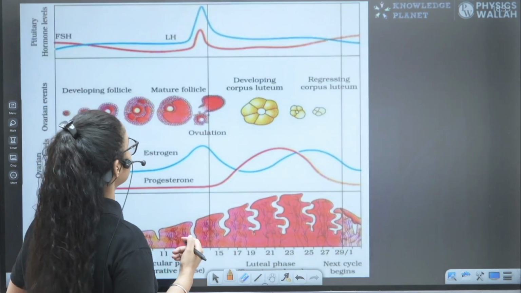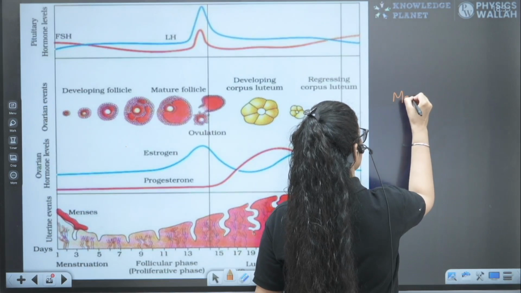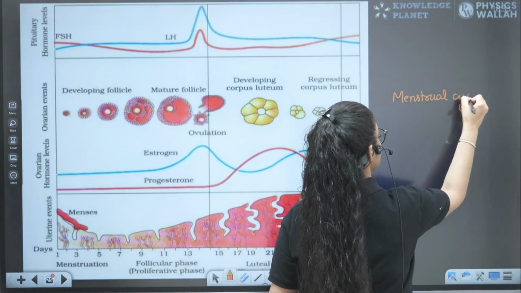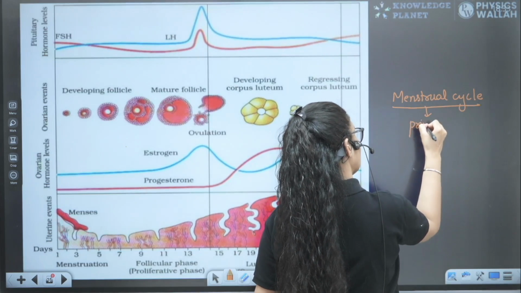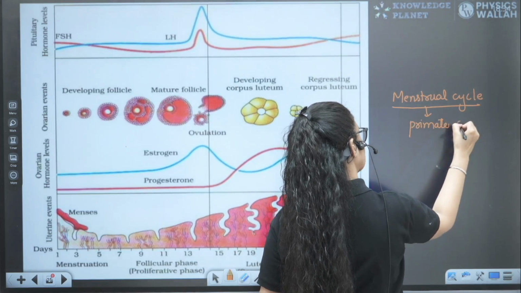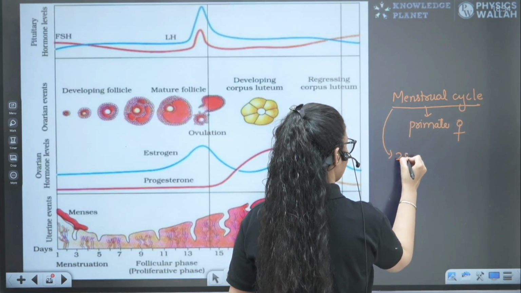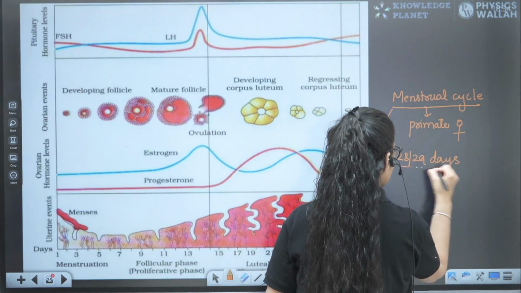You have to remember. And now after that, we will be seeing the menstrual cycle. The menstrual cycle actually repeats every month in the primate female. So this is a characteristic of the primate female reproductive system. The average cycle repeats after every 28 to 29 days.